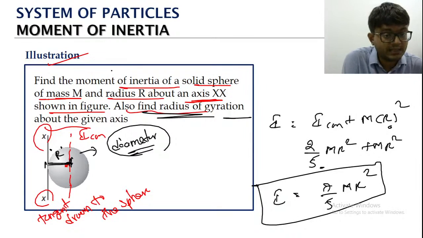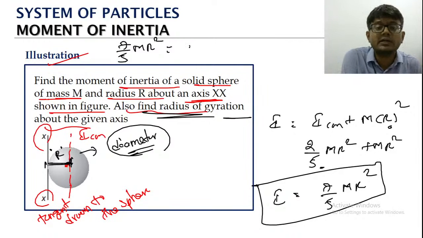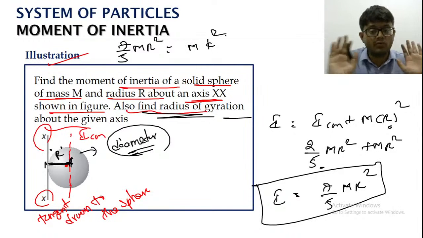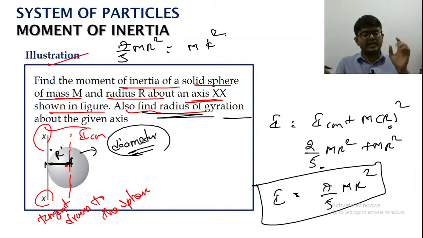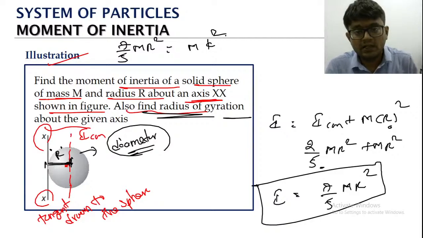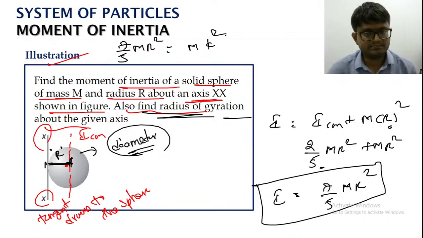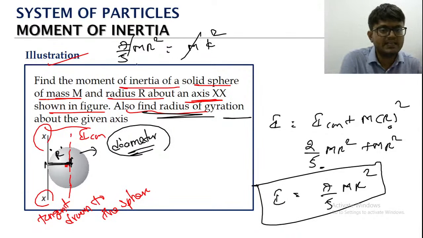Remember the concept. Whatever is the moment of inertia with respect to the given axis, we say it is m k². This k will be called the radius of gyration. If you replace the entire object by a single mass, which is kept at a distance k from the axis, that k is called the radius of gyration. Correct?